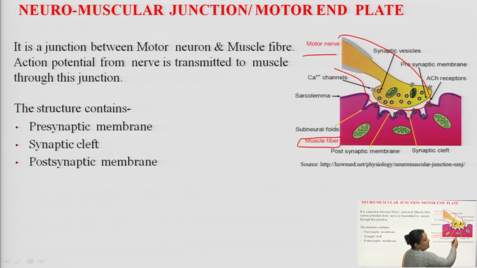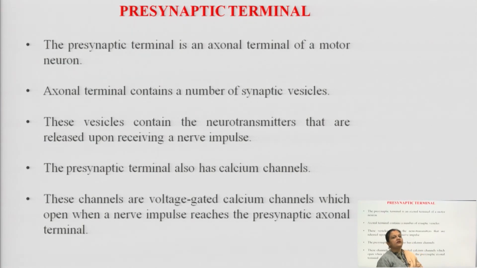these are the receptors which receive the acetylcholine molecules, and this presynaptic nerve ending joins with the postsynaptic neuron by the release of this neurotransmitter, and by this the impulse or the message is transferred from the presynaptic to the postsynaptic neuronal endings. So, the presynaptic terminal is the axonal terminal of a motor neuron. The axonal terminal consists of a number of synaptic vesicles, and these vesicles contain many different types of neurotransmitters. As you have seen here, this is the acetylcholine neurotransmitter, which is released upon receiving a nerve impulse.